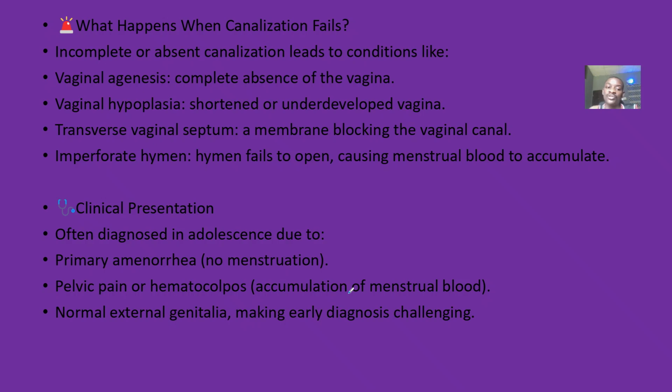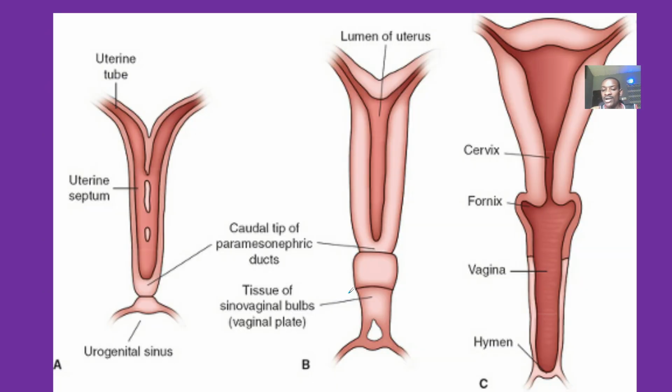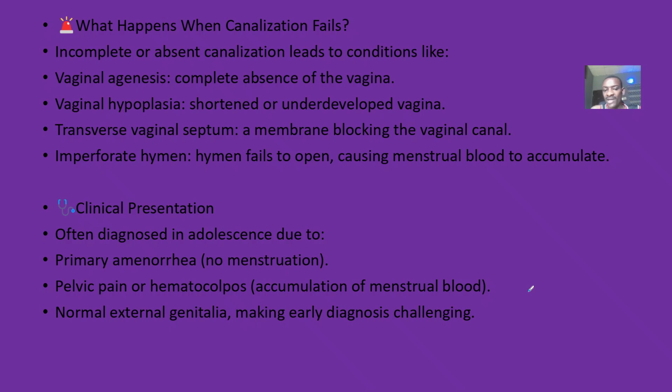That's when you have issues like vaginal agenesis, vaginal hypoplasia, that's a short or underdeveloped vagina, and transvaginal septum. Here, the space is clear, but for transvaginal septum, you have tissue coming from this side to attach on this side, partially blocking the vagina. Imperforate hymen is when the hymen fails to open. So when the girl starts menstruating, the menstrual blood will accumulate. Something is blocking it from coming out.